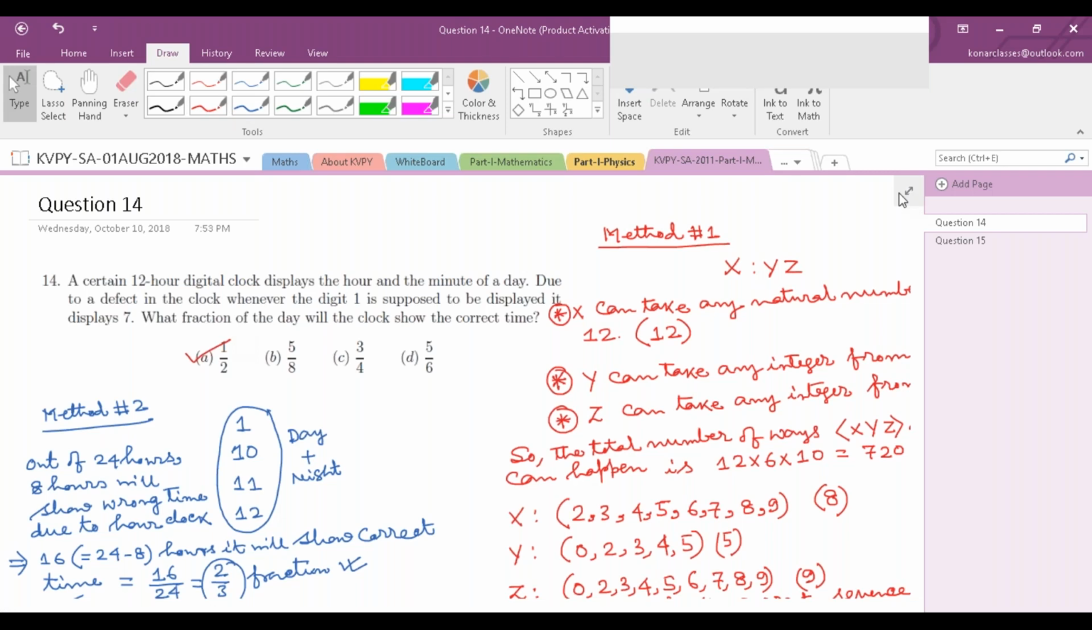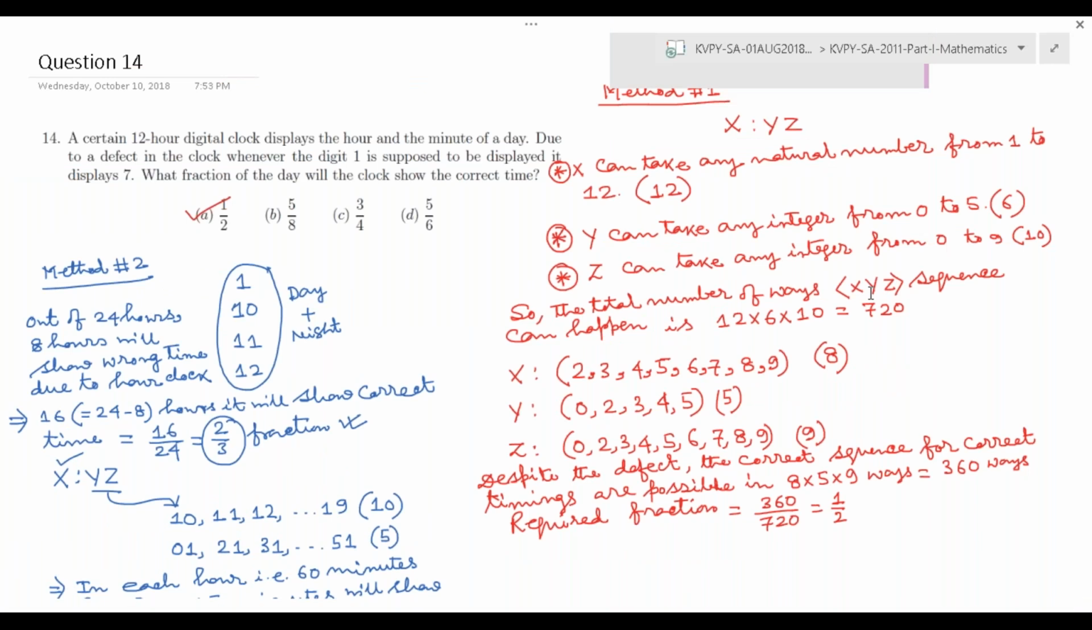Sir, I have a doubt. Yeah, please. Sir, in the first method, I didn't understand why we multiply 12, 6, and 10 to get the number of ways. In method 1 or method 2? Method 1. Achha, let me explain. Your name, please. Shreya. Okay, hi Shreya. Could you please repeat once more? Yeah, sure. In the first method, I didn't understand why we multiply 12, 6, and 10 to get 720. Okay, I do understand your question.